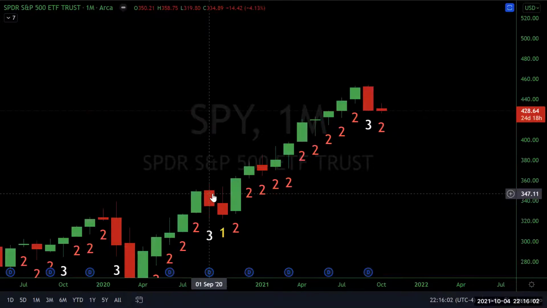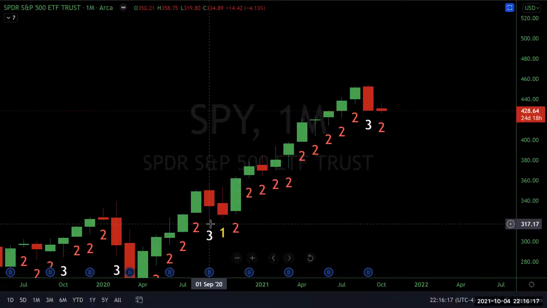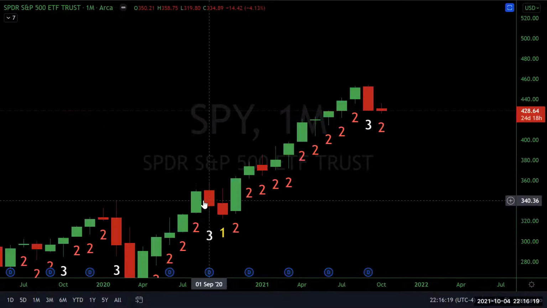It started coming back down. At right here, around half of the previous bar, that's where we would enter, thinking, okay, this two is going to go three. It's going to keep going down and break the low of the previous candle, which it did. That's how you play the three.